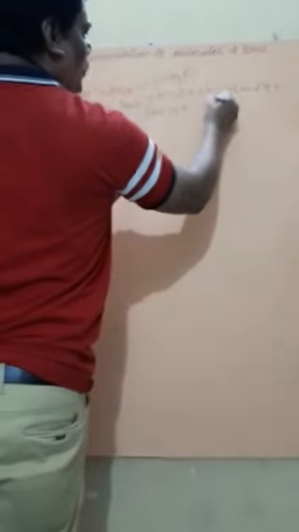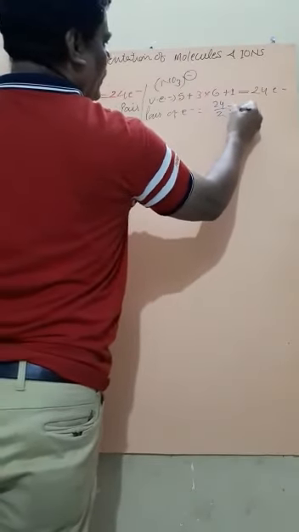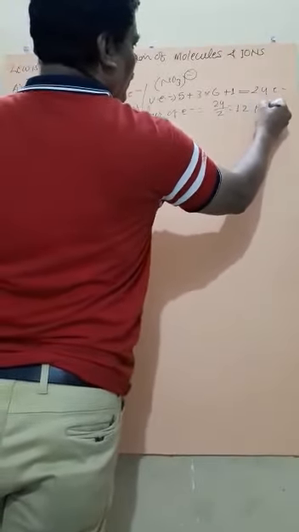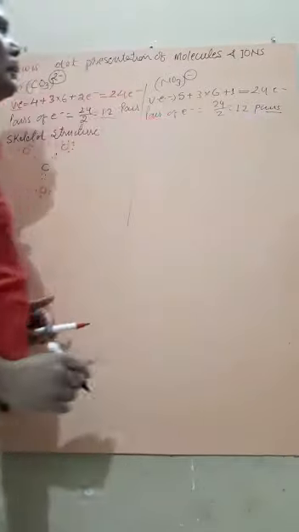Now pairs of electrons is what? 24 divided by 2 is equal to again what? 12 pairs. So we have to draw 12 pairs of electrons.